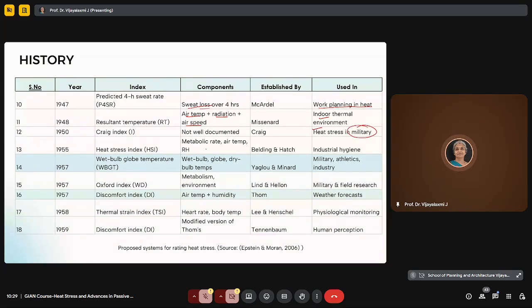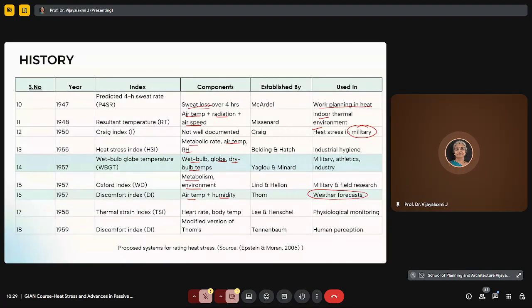Heat stress index is used for metabolic rate. It combines metabolic rate, air temperature, and relative humidity. WBGT, wet bulb globe temperature, uses wet bulb globe temperature and dry bulb temperature. Then Oxford index combines metabolism with environmental conditions, and discomfort index combines air temperature plus humidity. And this is used for weather forecast. For weather forecast, it means, okay, temperature is 32 but feels like 46 and will be a very warm day.